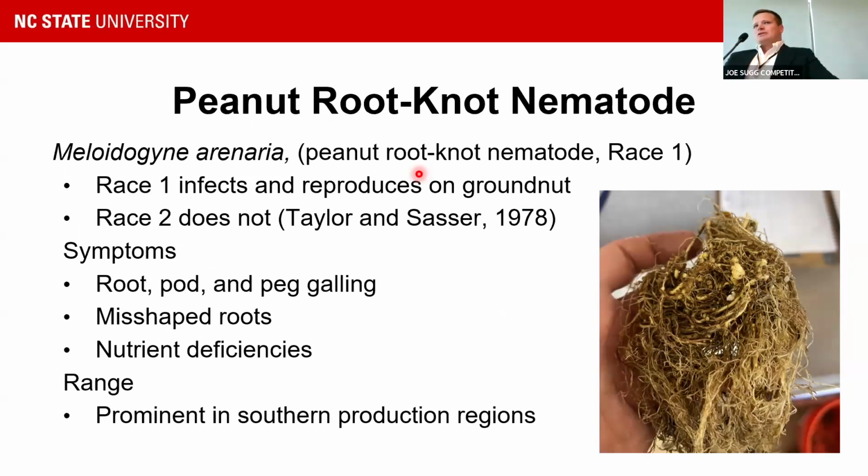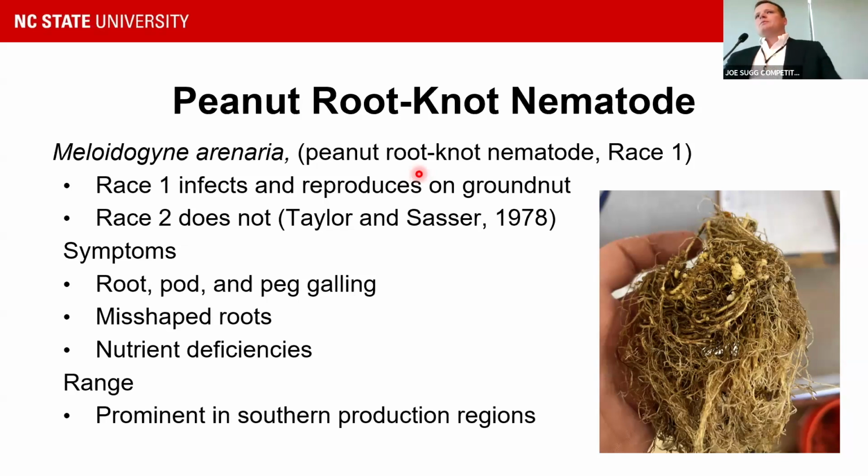So as we start to look at Meloidogyne arenaria, which is the peanut root knot nematode, the race specific to peanut is race 1. Race 1 can infect and reproduce on peanuts, while race 2 does not. The symptoms are very similar to the general description for plant parasitic nematodes. However, we can see the characteristic galling on our plant here. Peanut root knot nematode can lead to galling on the roots, pegs, and the pods, again leading to those misshapen, stubby roots and nutrient uptake deficiency as it damages the roots.